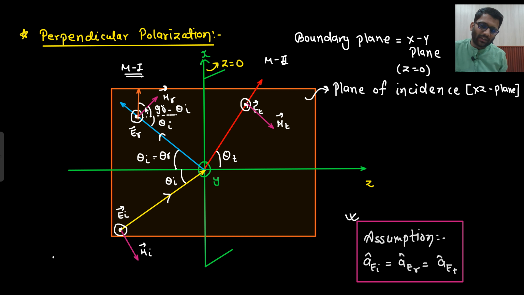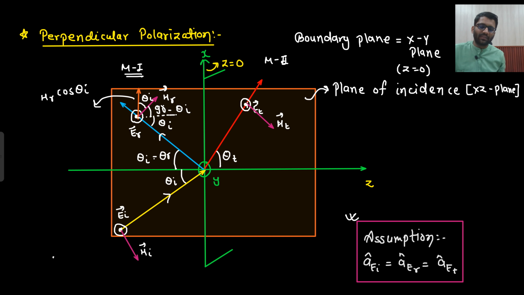Now what about this angle? This angle would have been theta I, right? Because this complete angle is 90 degrees. So that angle would have been theta I. So what is the tangential component of HR? That we can write down. This component would have been HR cos theta I, right?